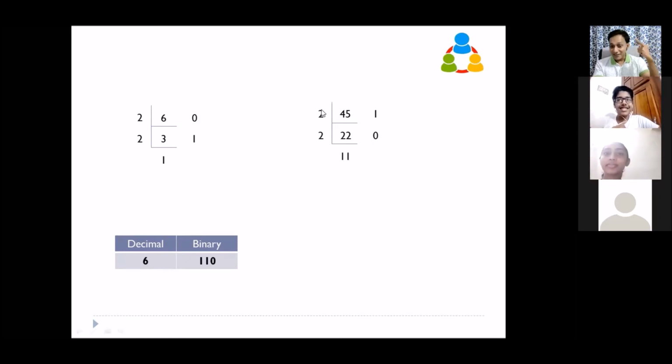Yes, there are 11 fours in 45, which is what? 11 into 4 is 44. Then you don't have any further twos, you have only 1. So that is 11 fours, 44, plus 1 is 45. That is only what you have written here.